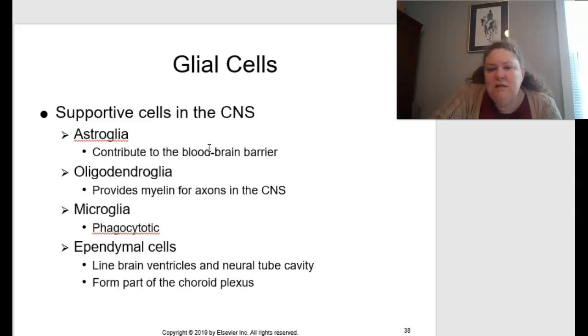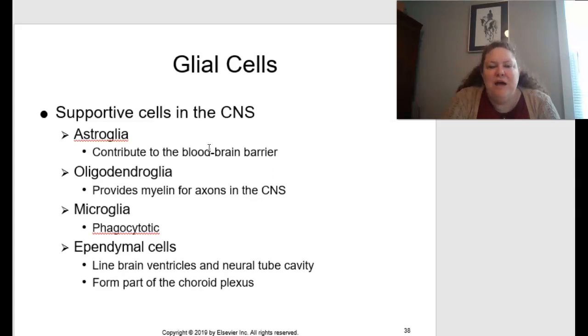Glial cells, these are supportive cells in the central nervous system. When I was in grad school, I studied astrogliosis, right? So this is what my PhD was on. And so I kind of called them nurse cells because they're very supportive cells in your body, and you need them. So we have astroglia, and these contribute to the blood-brain barrier.